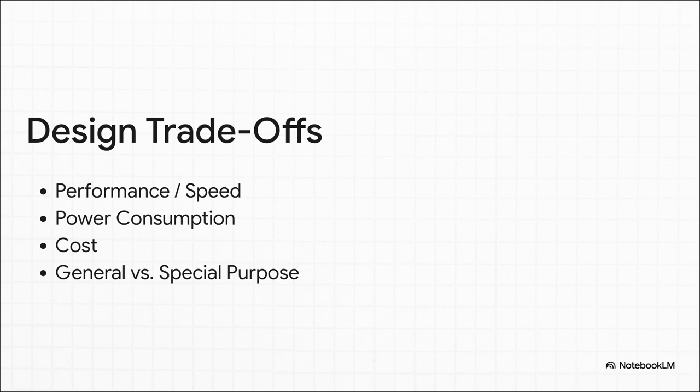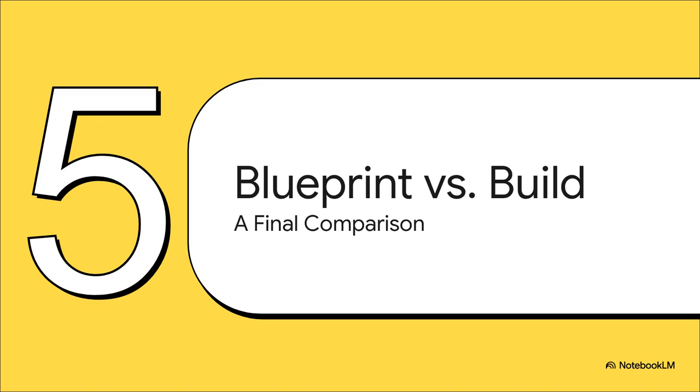So you see, these are the fundamental choices every chip designer has to make. Are we going for maximum speed no matter what? Or is long battery life the most important thing? How much can this thing cost? And is it a general-purpose chip for a desktop, or is it a super specialized one that will only ever do one thing? The answers to these questions shape the final design. Okay, so let's bring it all home. Let's put these two big ideas, the blueprint and the build, side by side for one final, crystal clear comparison so it really sticks with you.